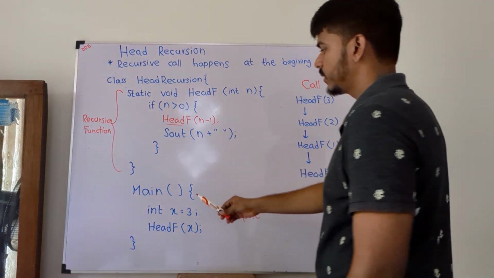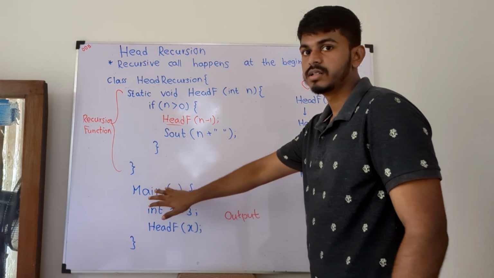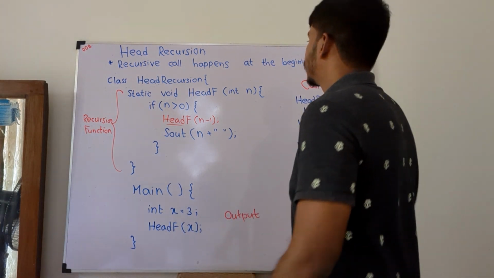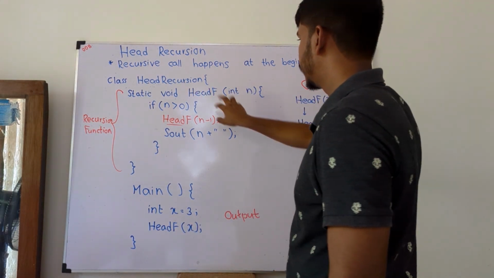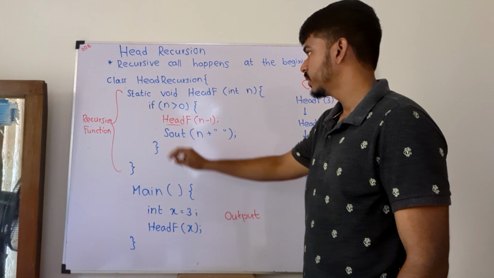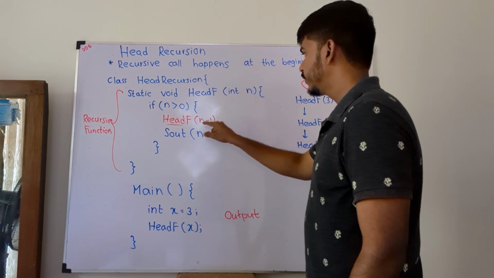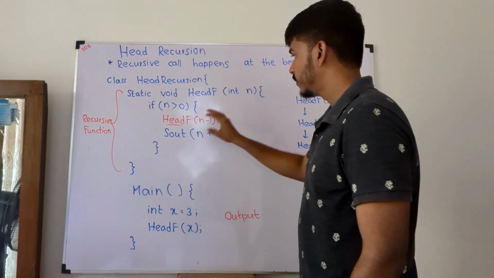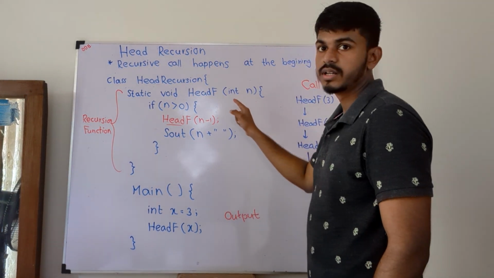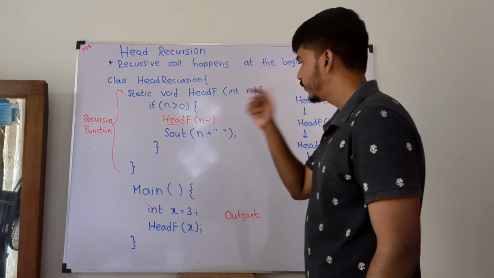In order to understand this, we are going to take integer 3 from the main function, and it's used as an argument for this headf function. So we go to this function with integer 3 and check whether 3 is greater than 0. Yes, then it goes to the next recursive call, which is headf of n minus 1, which is 3 minus 1, 2. Then it goes to that function again, headf(2). 2 is greater than 0. Yes, it's going to call headf(1).